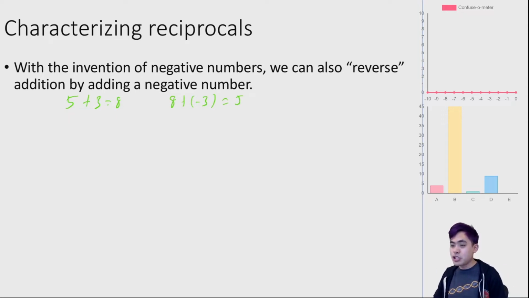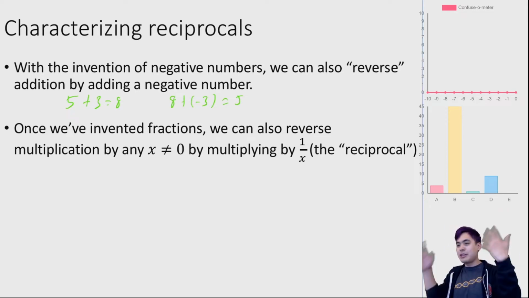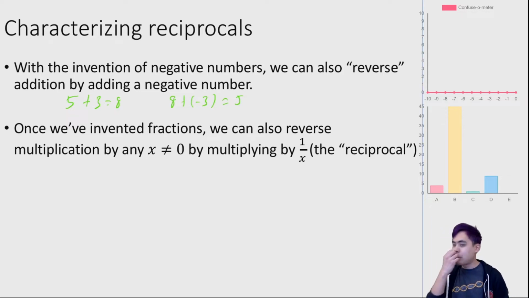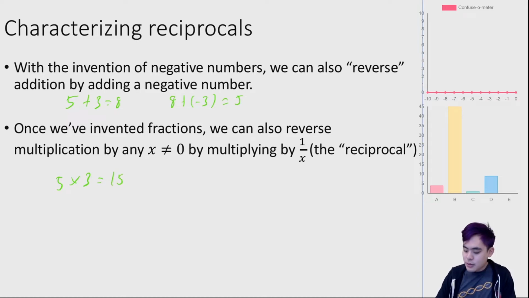multiplication, once we've invented fractions, we can also reverse multiplication by any x that's not equal to 0 by multiplying by 1 over x. You can't reverse multiplication by 0 because you've turned everything into 0, and so there's no way of reversing that. But for any other number, you can reverse it by multiplying by the reciprocal. So 5 times 3 is equal to 15. So that means that 15 divided by 3 is equal to 5.